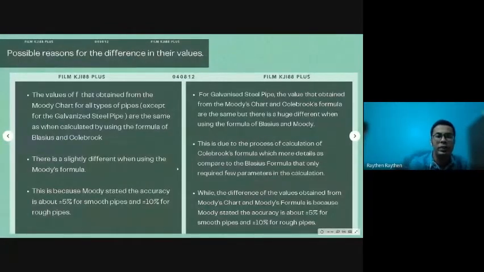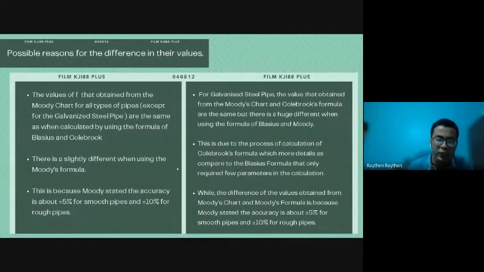So these are the possible reasons for the difference in their values. The values of F obtained from the Moody's chart for all types of pipe are the same as when calculated using the Blasius and Colebrook formulas, except for the galvanized steel pipe. There is a slight difference when using Moody's formula.